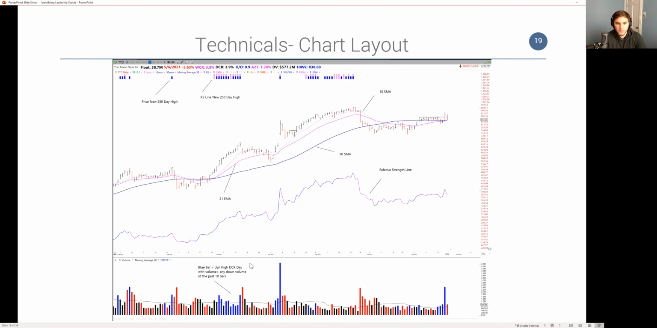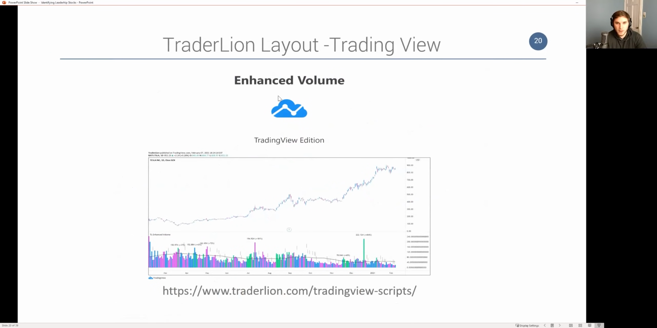And down here in my volume portion, I've got a 20-day moving average. Any blue bars here must be up bars, or bars with high daily closing ranges, and the volume must be greater than any down volume of the past 10 bars. So if you see blue, it basically means above average volume. You can go here and download very similar layouts in TradingView from TraderLion. They've got some great scripts, so definitely check that out if you want a chart layout similar to mine.